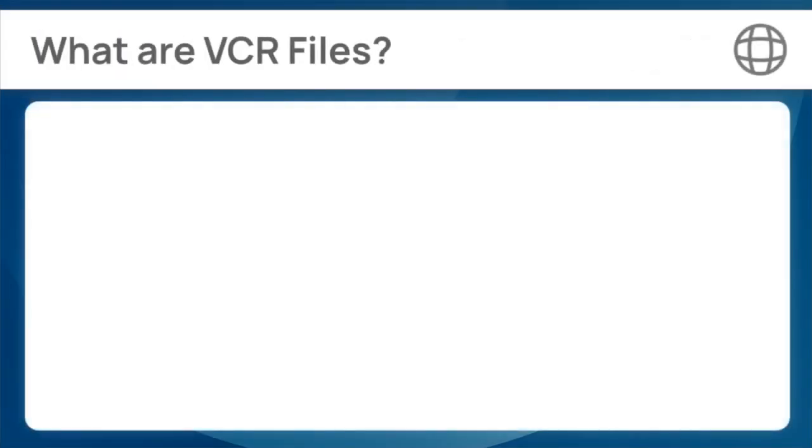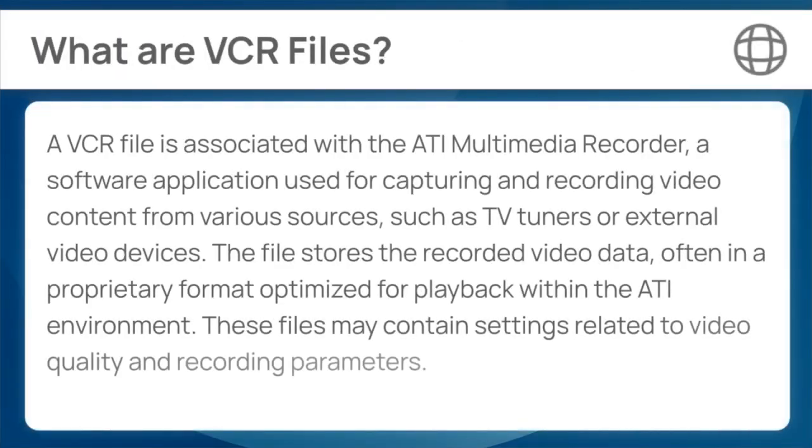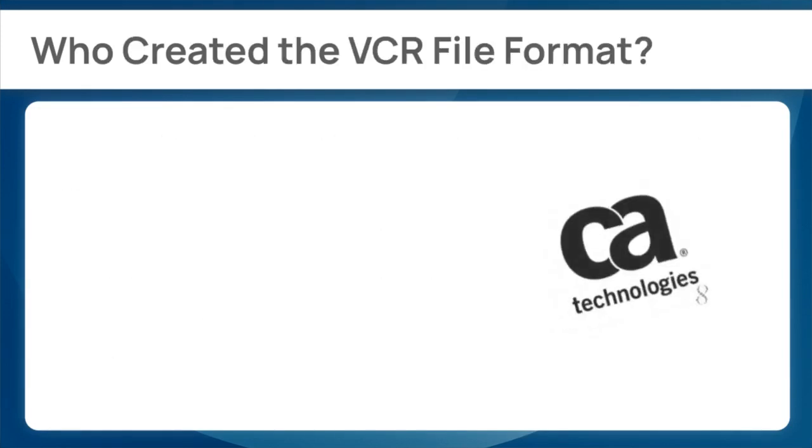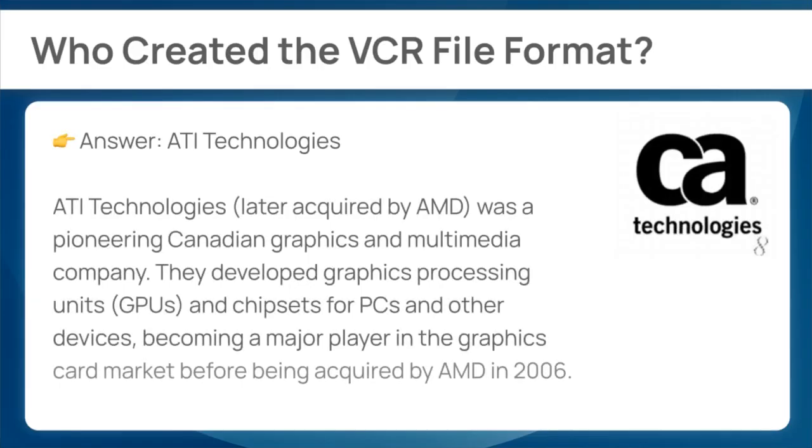A VCR file is associated with the ATI Multimedia Recorder, a software application used for capturing and recording video content from various sources such as TV tuners or external video devices. The file stores the recorded video data, often in a proprietary format, optimized for playback within the ATI environment. These files may contain settings related to video quality and recording parameters.